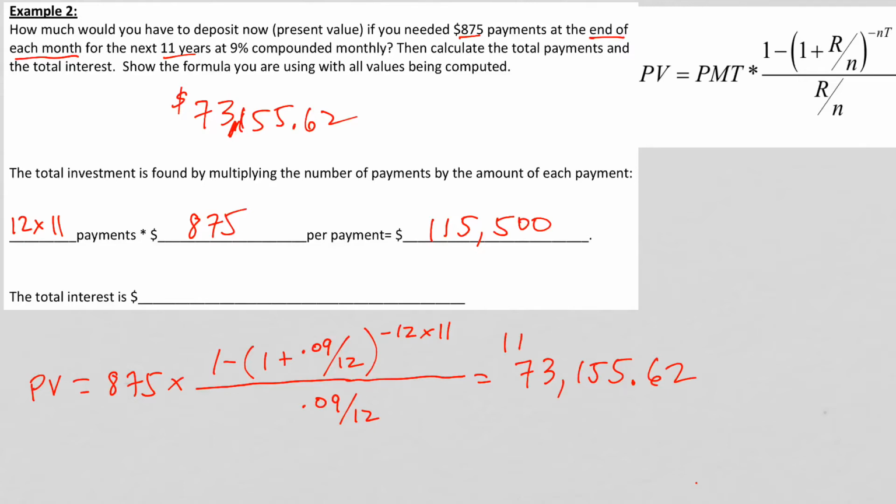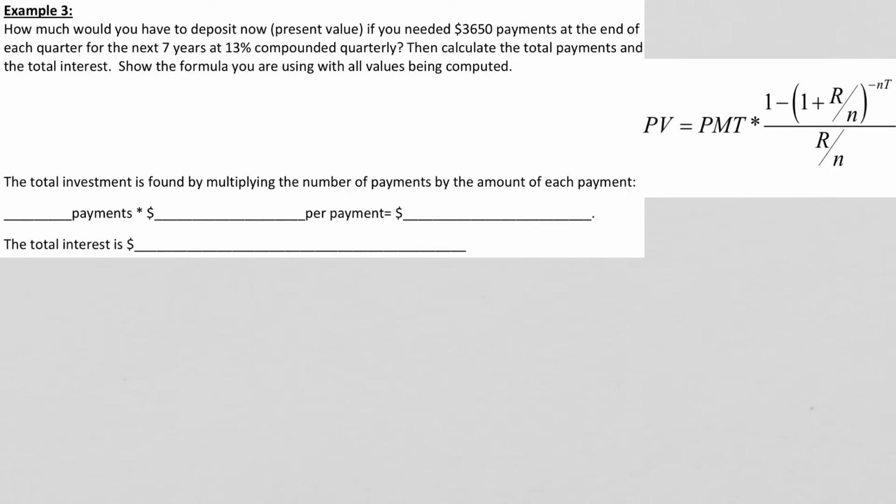How much interest? Well, we're going to subtract, and we'll get $42,344.38 in interest. Okay, I know I'm being redundant, but we can infer that this is an ordinary annuity because the payments are being made at the end of each quarter.